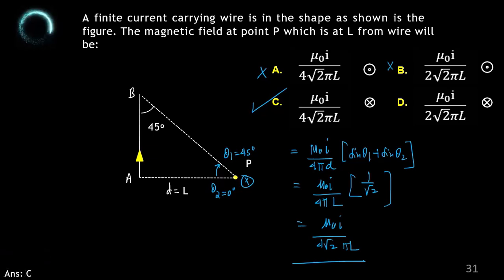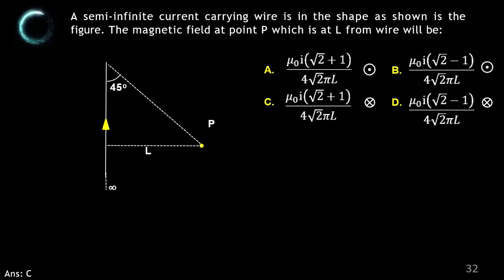So this is not an infinite wire, this is a finite wire, but it is a part of the wire AB. Now part of the wire is infinite. So if I say this is the point P, that means this is our d distance.